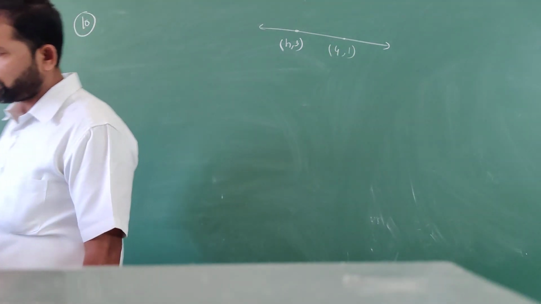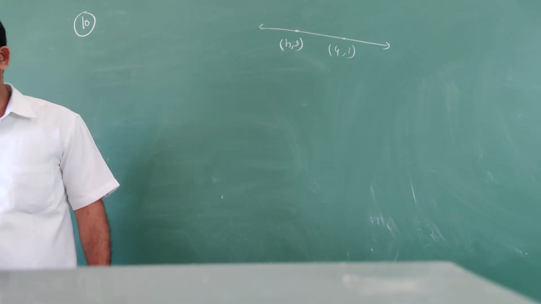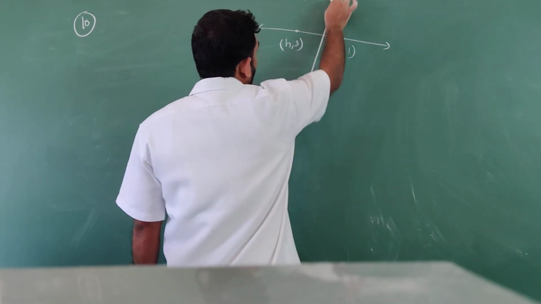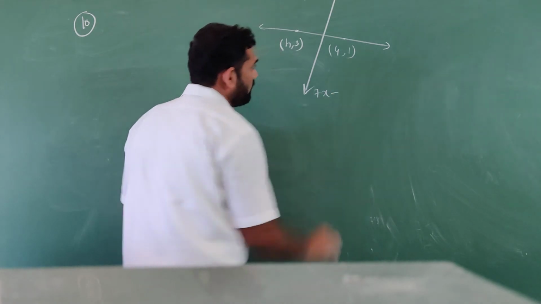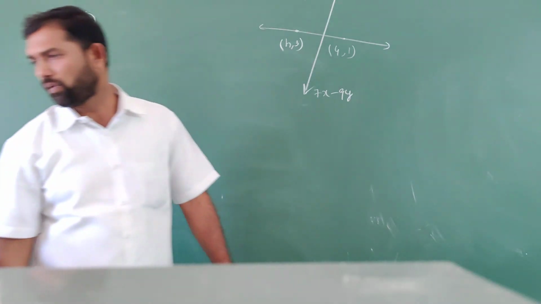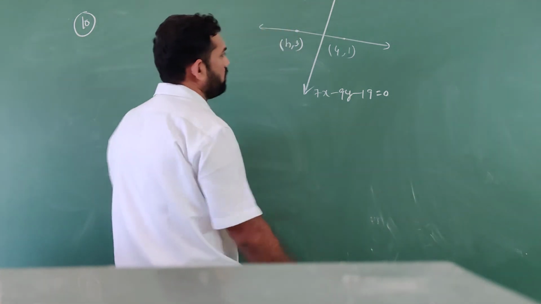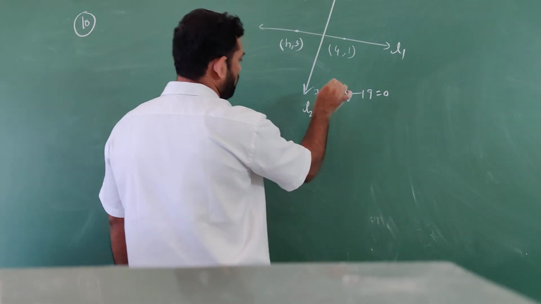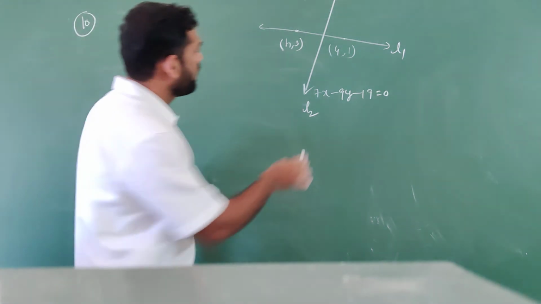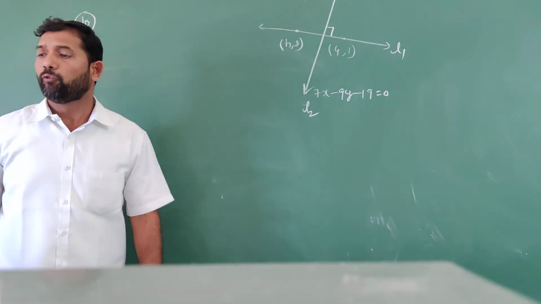So the line through the 2 points intersects another line at right angles. What is that line? 7x minus 9y minus 19 equal to 0. This is L1. This is L2. So in between, the angle is 90 degrees. At right angles means 90 degrees. Find the value of h.